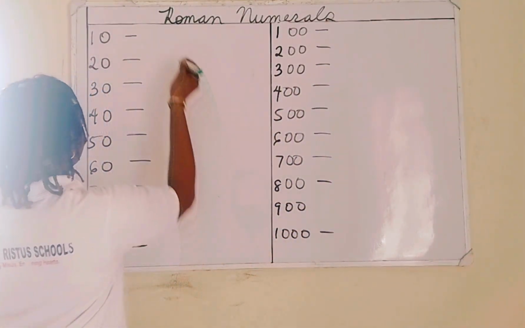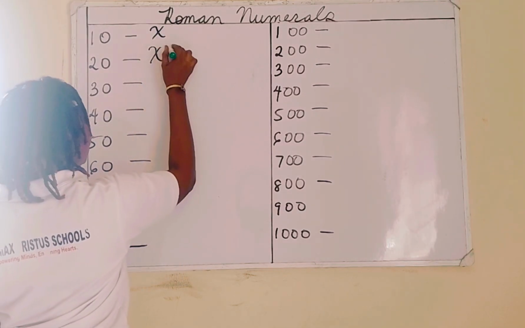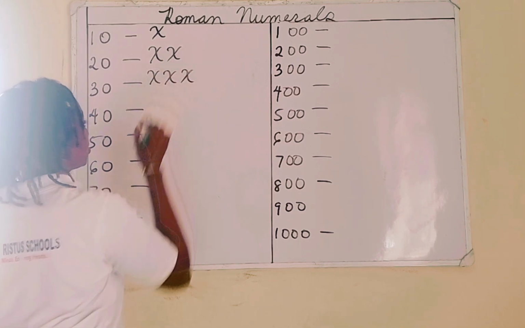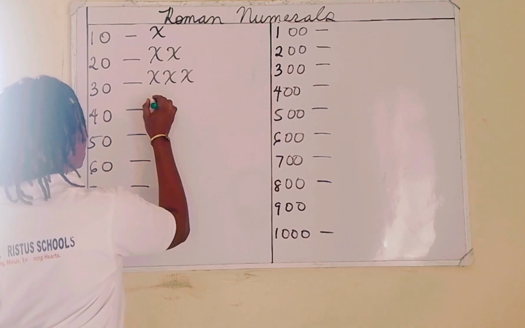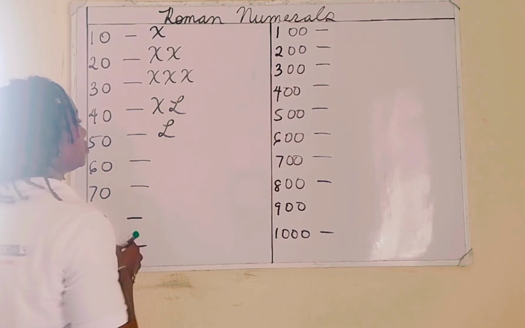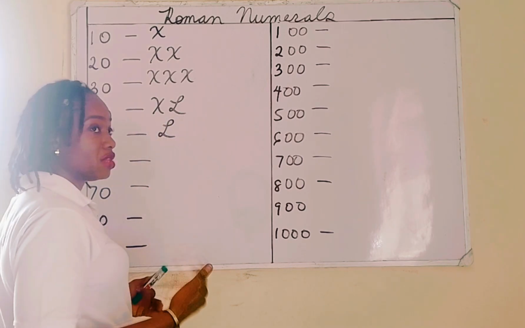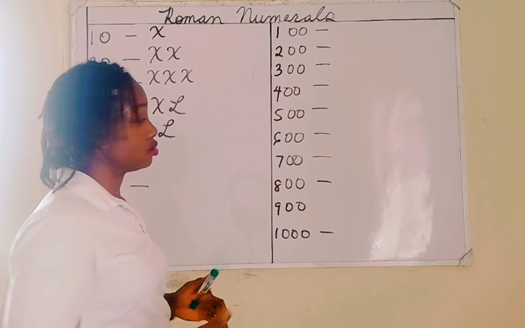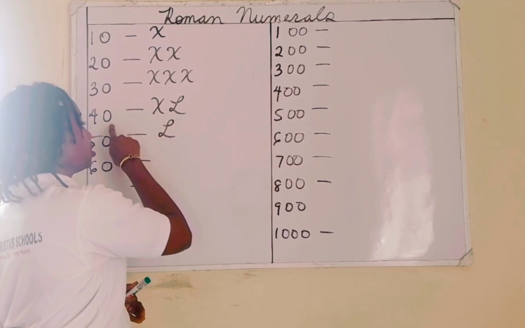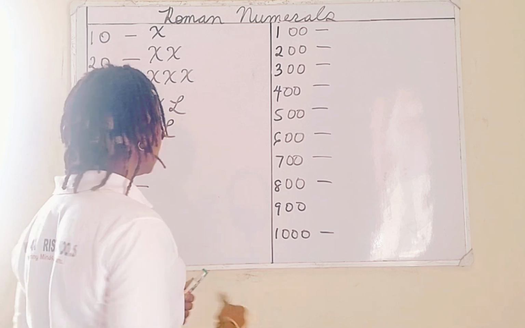Now Roman numeral 10 is X, okay? 20 is XX. 30 equals XXX. And 40 equals XL, right? 50 is L. Now to ascertain how we got XL, for people that are conversant with their Roman numerals, if you know that your 50 is L, then you should know that 50 minus 10 gives you what? 40. So you subtract, and in some cases you add. That's how it is done.